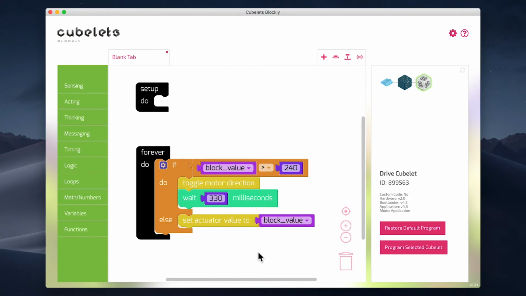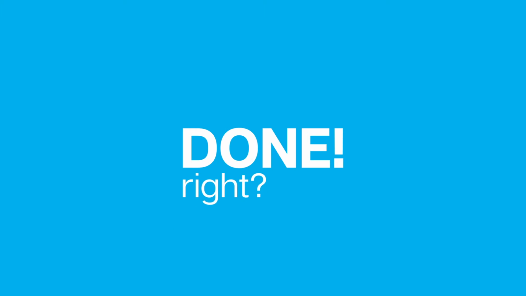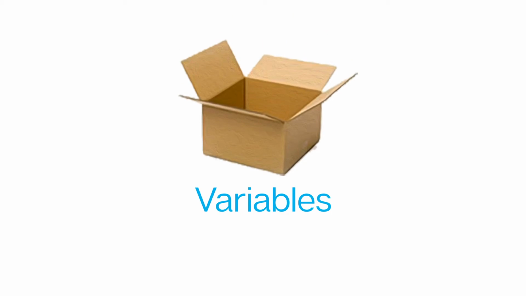Now we have a program that reads, if the block value is over 240, then toggle the motor direction and wait for 330 milliseconds, else set the actuator to the block value. Done, right? Well, just like the hidden element of time, we need to introduce one more thing to make this program work. Variables are basically like a little box where something is kept.